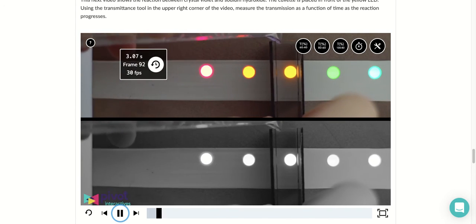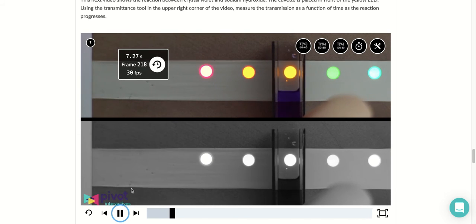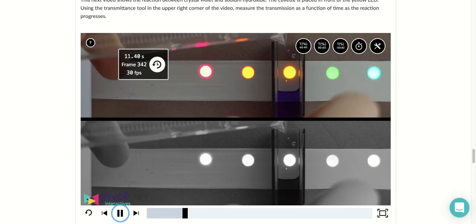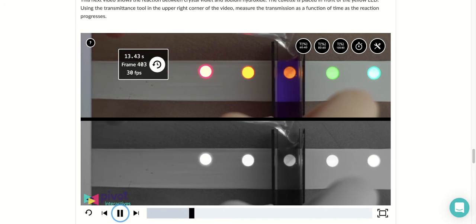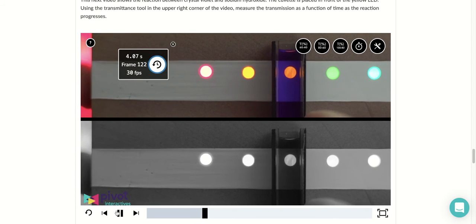So, here we are pouring the crystal violet into the cuvette. And I'm going to hover over up here. Now we're going to pour the sodium hydroxide in. That's when we should start our time right there. Okay, I reset the stopwatch. So now whenever I pause, it pauses my stopwatch too.